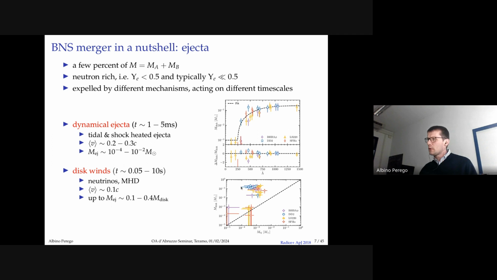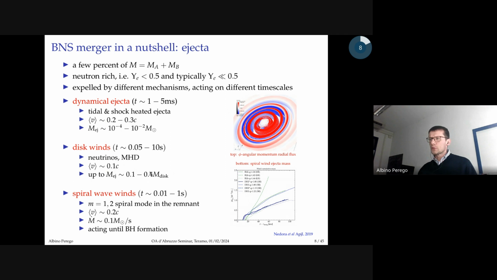And now, if you consider that the simulations show that the disk can have masses between 10 to the minus 2 and 10 to the minus 1, the amount of mass that can be expelled in the form of this wind actually overcomes significantly the one of the dynamical ejecta. So it could be of the order of 10 to the minus 2 or even 10 to the minus 1. So most of the matter, we think, could come from this wind.